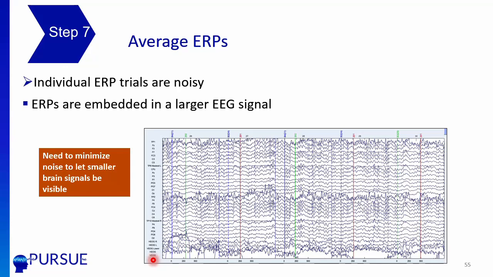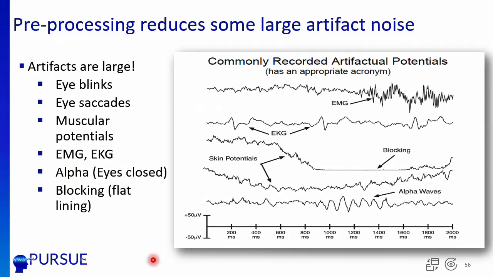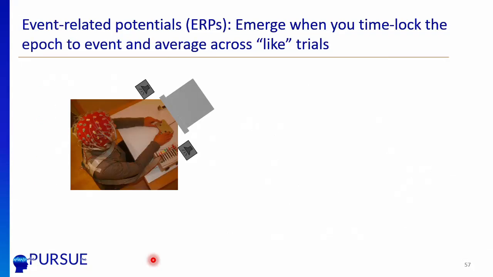The activity that's commonly elicited by that particular event. Remember, the pre-processing removes a lot of these large artifact noise, but we're trying to record these really tiny signal changes in response to our stimuli, so averaging is going to be our last line of defense to try to extract those tiny signals. So what we're going to do is handle a simple example of an N400-like experiment.